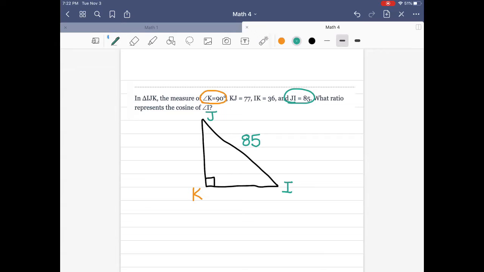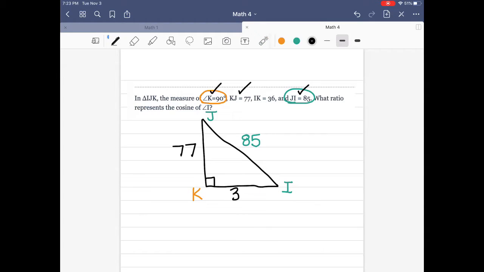So the next thing I'm going to do is fill in the rest of my information. It says that KJ is 77. So KJ is this side right here, and we're going to make that 77. So we got this piece, this one, and this one. And now they want us to fill in IK. So here's IK. IK down here is 36.